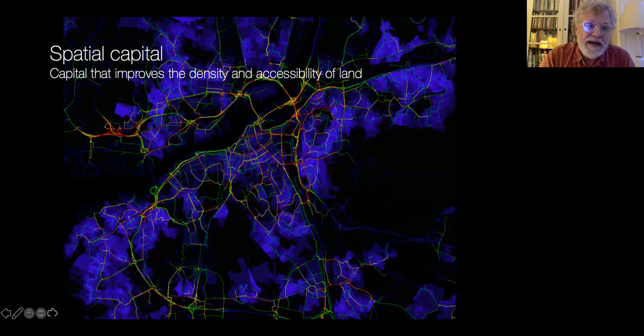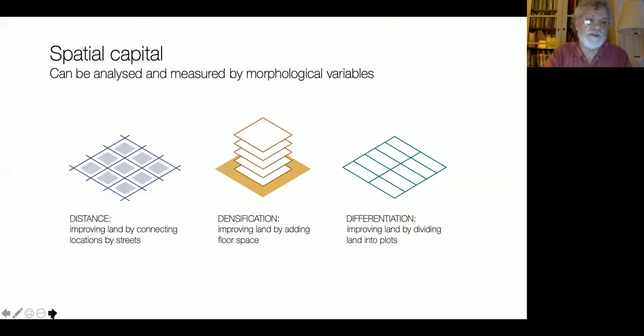So fundamentally, I understand spatial capital to be capital that improves the density and accessibility of land, which comes close to what is very much done in space syntax. But we have also added this thing with density here, which I will come back to, and how to analyze that in a particular way. So from this point of view, one could start to describe spatial capital by different morphological variables.